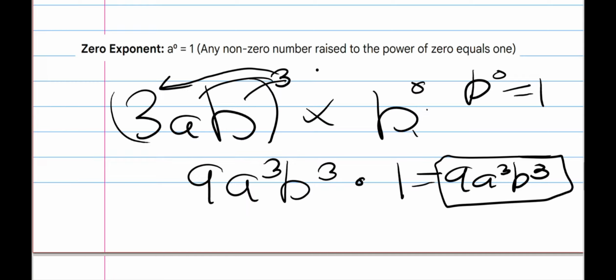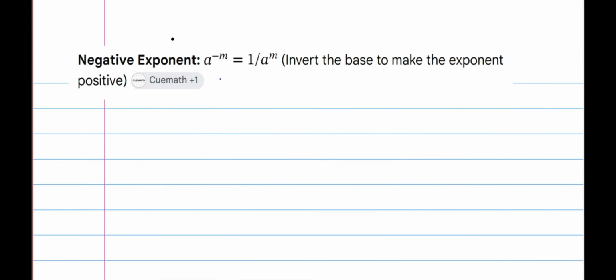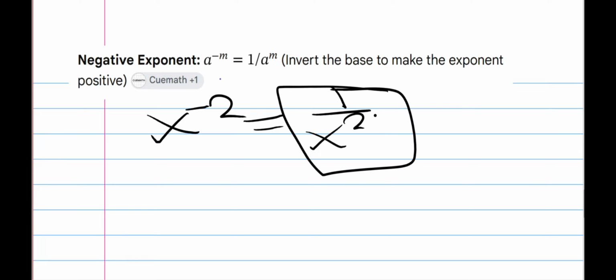I think that's all you need to know for zero exponents. So negative exponents. Here we just basically reciprocate or invert the base to the denominator and that will make the exponent positive. So for example, x to the negative 2. What we will do is put it in the denominator and that will be positive. That's as simple as it is for the negative exponent rule.